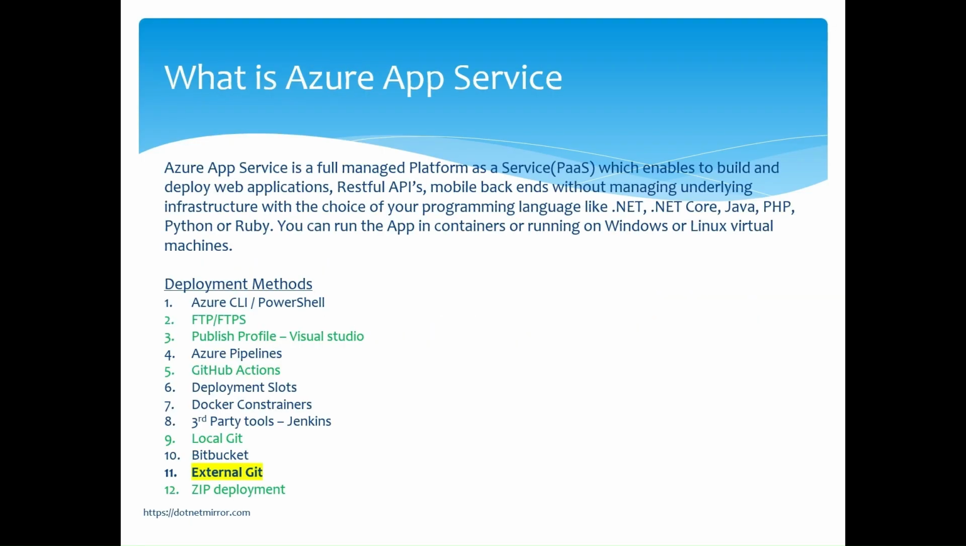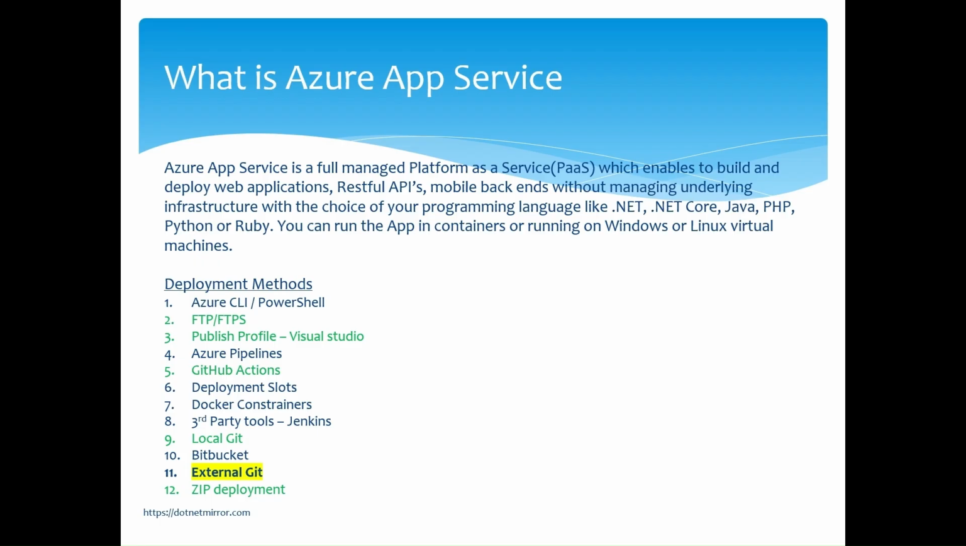Let's understand what Azure App Service is. Azure App Service is a fully managed platform as a service which enables you to build and deploy web applications, APIs, or mobile backends without managing any infrastructure. You can pick your own language to develop the application, could be .NET, Java, or PHP. Once you develop the application, you can use the below deployment methods to deploy to Azure App Service.